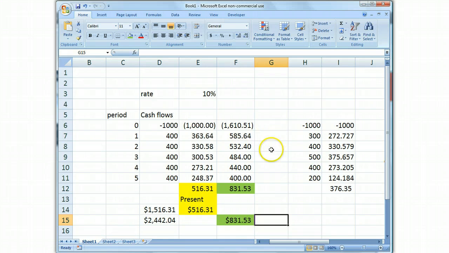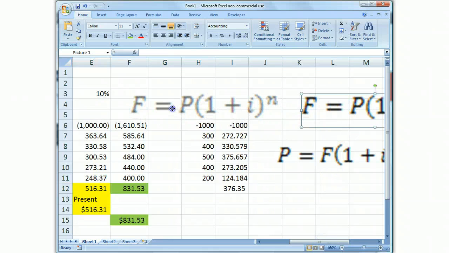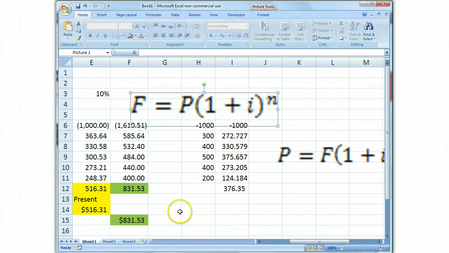Okay, so what we have here in the past is these cells in yellow contain the value for the present value, and these cells in green contain the values for the future value. Now this future value can be computed as well just between these two. Once we have this 516, it's a single cash flow, and we can use this formula right here in order to compute that value.